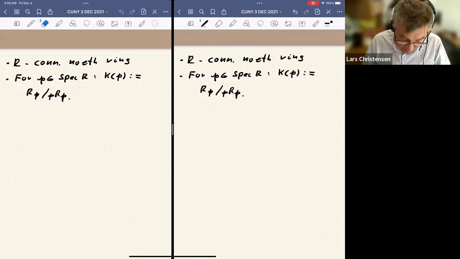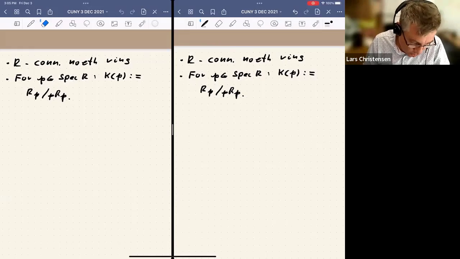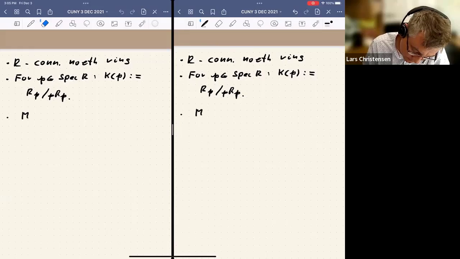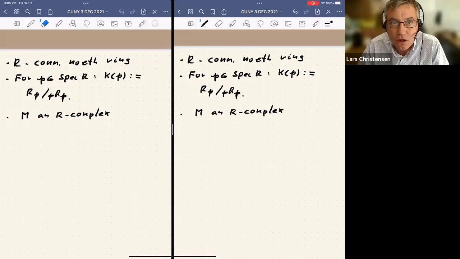Okay, so let me start by recalling some standard results about homological dimensions. Throughout here, M is going to be an R complex. Some of the things that I say are actually new and interesting for modules alone. Others are specific to complexes because they remove boundedness conditions in the literature. So M is going to be a complex all the way through.